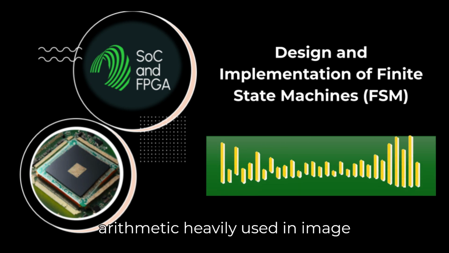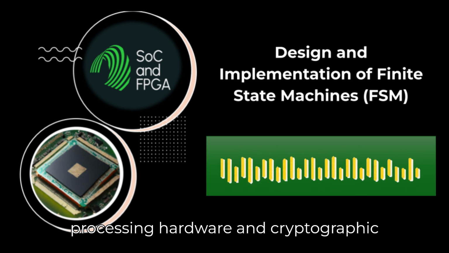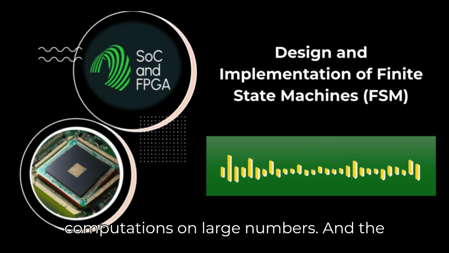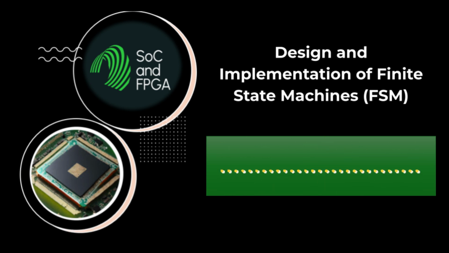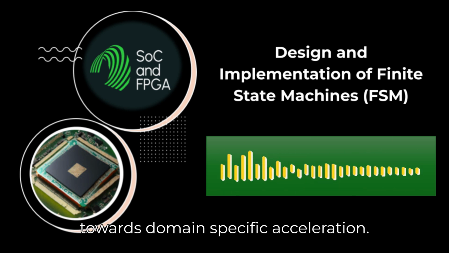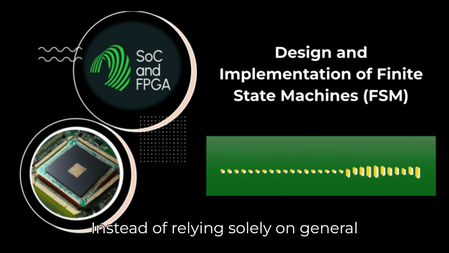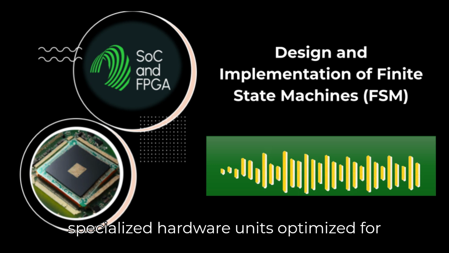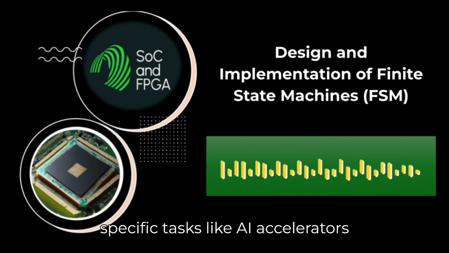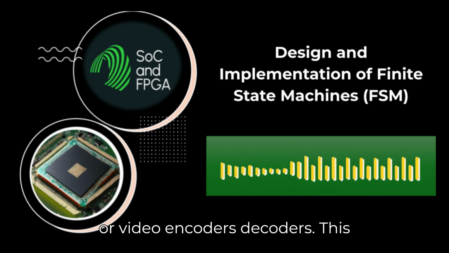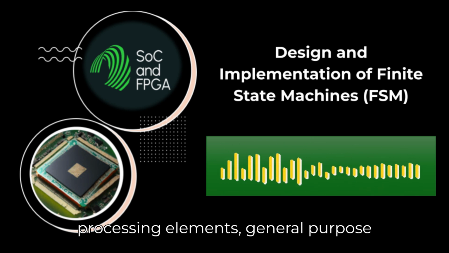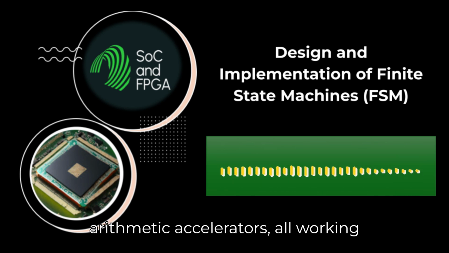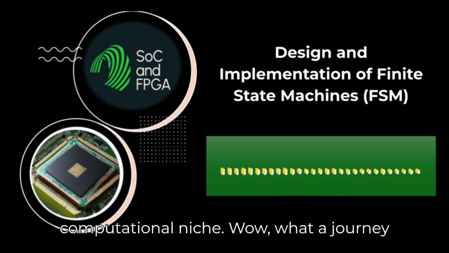You also see specialized arithmetic heavily used in image processing hardware and cryptographic hardware for things like encryption and decryption, which involve intensive computations on large numbers. And the trend is towards more specialized units. Very much so. The trend is increasingly towards domain-specific acceleration. Instead of relying solely on general-purpose CPUs, systems incorporate specialized hardware units optimized for specific tasks, like AI accelerators or video encoders-decoders. This leads to a heterogeneous mix of processing elements, general-purpose cores, alongside various specialized arithmetic accelerators, all working together, each optimized for its specific computational niche.